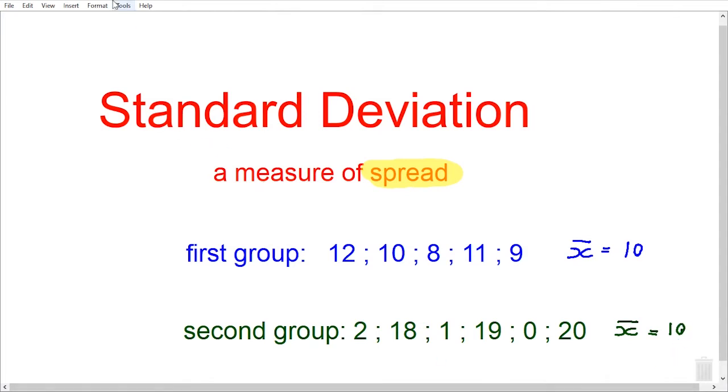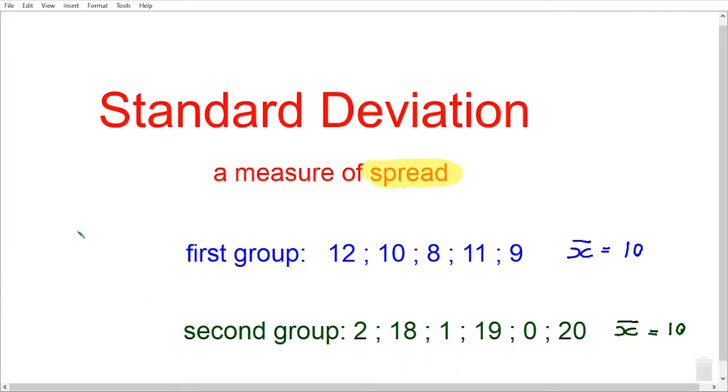Now, if we look at these two groups, they clearly haven't performed similarly at all. The first group is much more consistent. Their marks are much closer together, whereas the second group, we've got boys who've done really poorly, in fact as poorly as possible, and we've got boys who've excelled. The first group is more consistent, less spread out. The second group is much less consistent, more spread out.